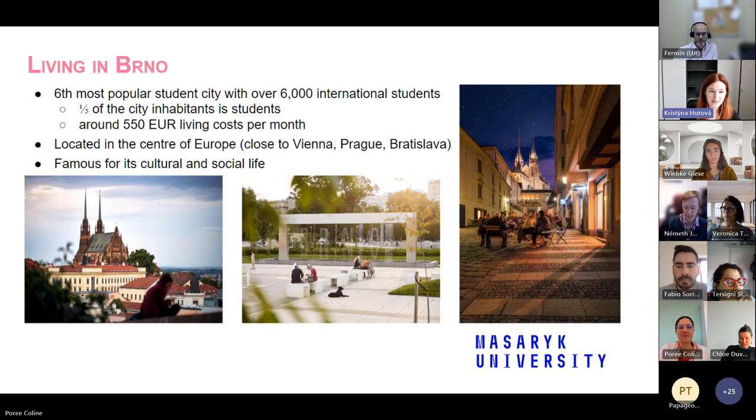And why choose Brno? Because Brno is the sixth most popular student city with more than 6,000 international students every academic year, which means basically with all these universities in Brno, one fifth of the city is students, and living costs are around 550 to 700 euros per month. Also, you can visit some other very nice cities like Vienna, Prague, Bratislava, and so on. And Brno is really famous for its cultural and social life with a lot of restaurants, cafes, but also concerts and other things. Next slide, please.